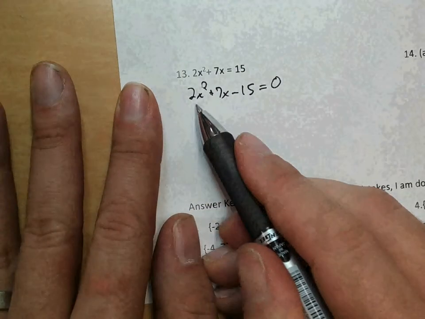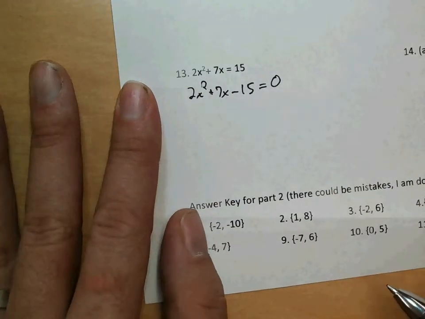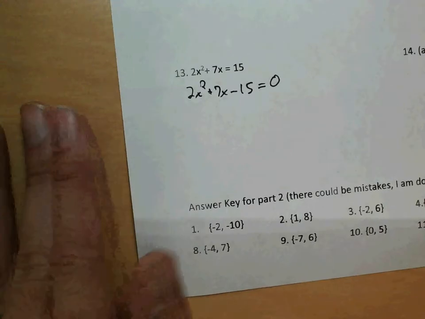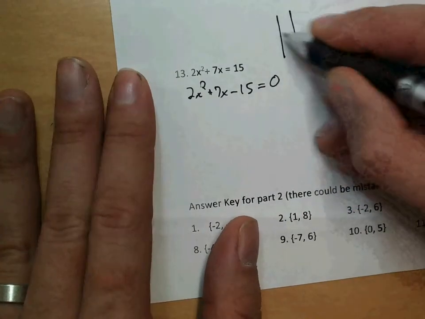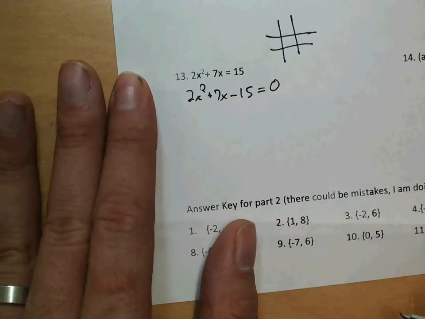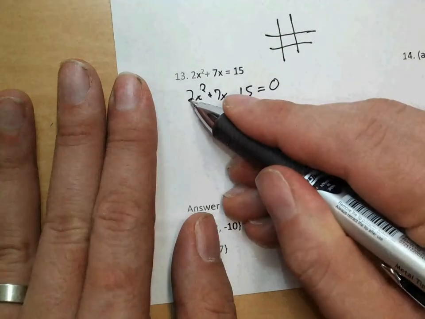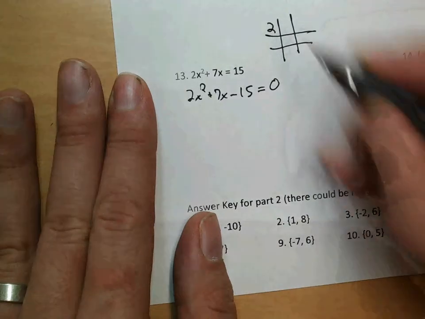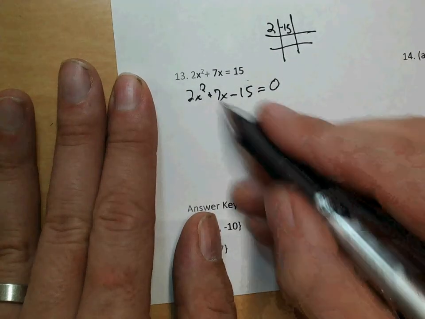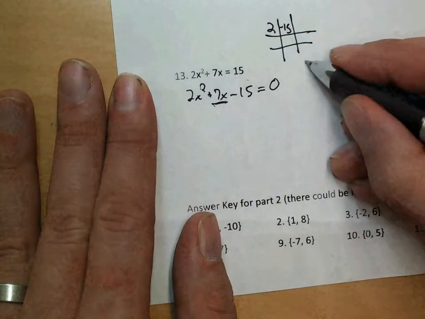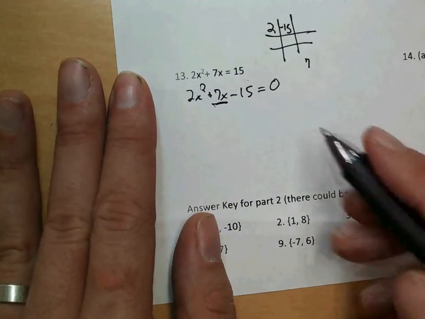For instance, here, we need to make it equal to 0. And this time there's a number in front of the x squared, and so we cannot just use our easy factoring. We're going to use the tic-tac-toe method. A quick reminder of how it works. Remember, the first number goes in the upper left. Then the last number, the constant, negative 15 goes here. And the x's go in the bottom right below the tic-tac-toe board.